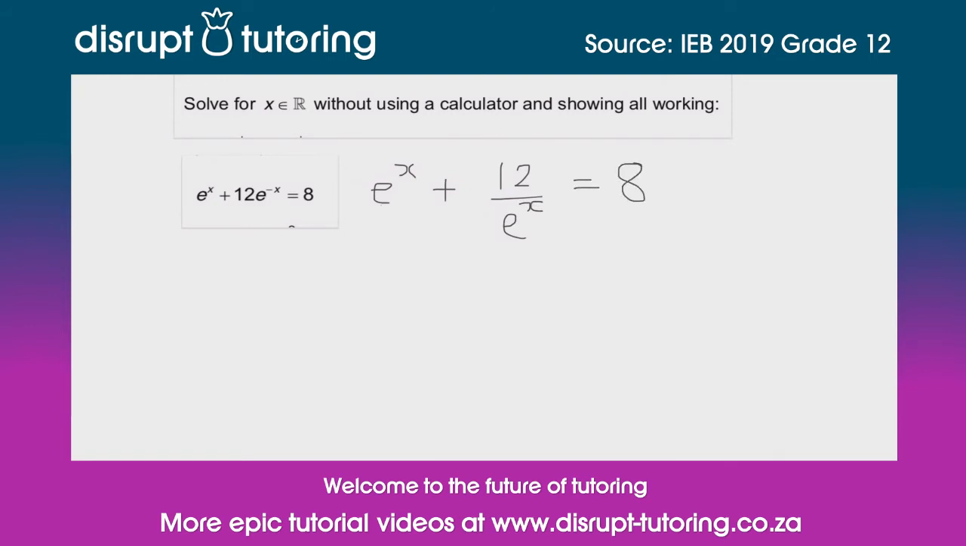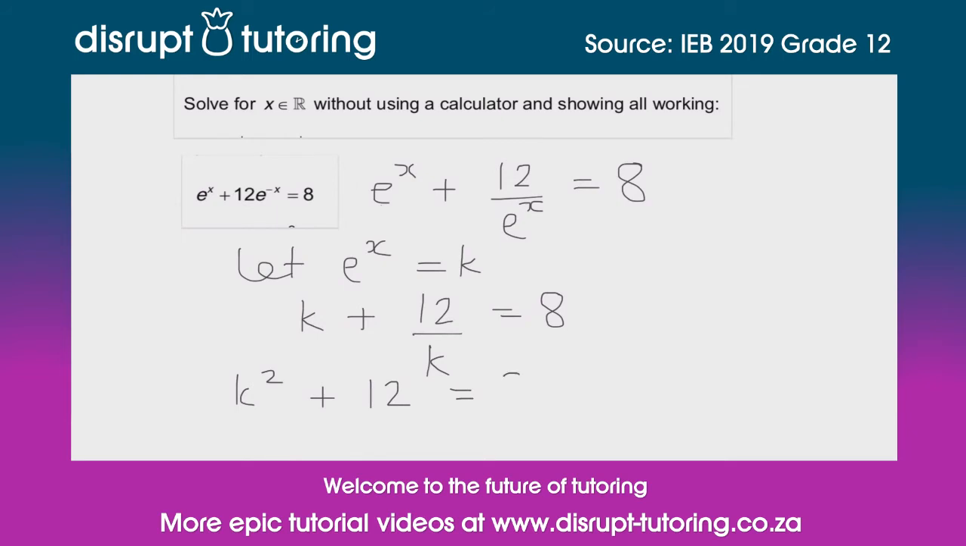intimidating. But if we make a substitution for our e to the x, let's call that k. Let e to the x equal k. Now we're left with something that is a little bit less intimidating. So we can make our substitution, multiply through by our lowest common denominator k, and we get a quadratic equation.